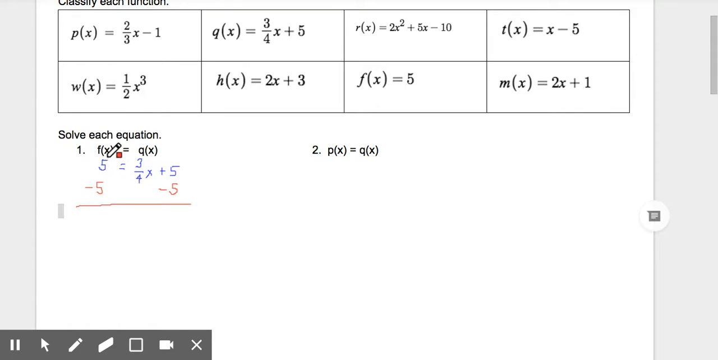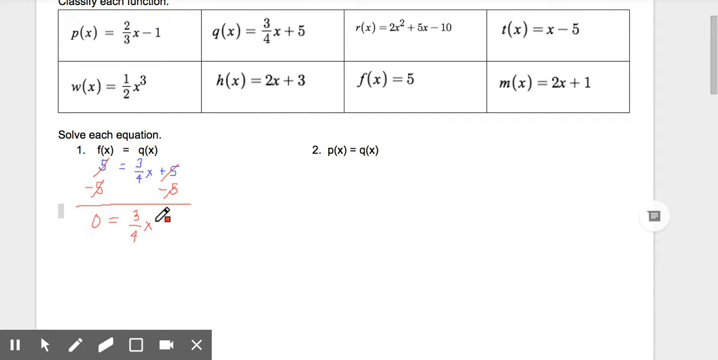So then I'll have here 5 minus 5 is 0 equals, I'll bring down the 3/4 x. And 5 minus 5 is also 0. So we are left with 0 equals 3/4 x.